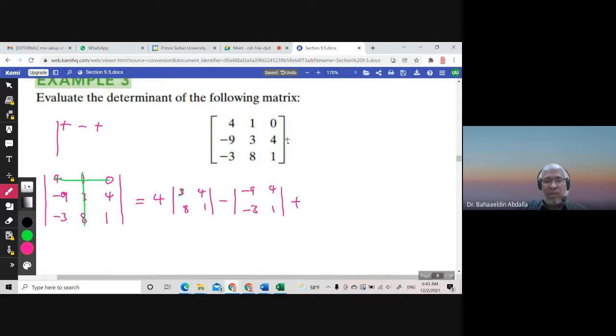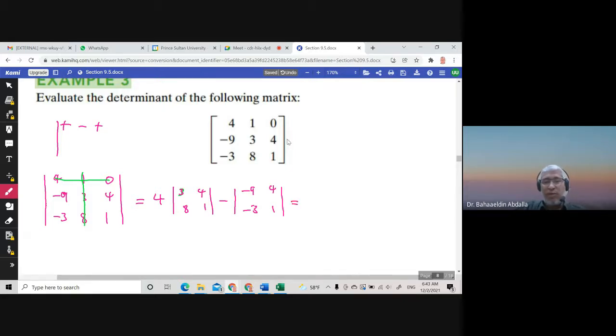Plus, the sign here is plus 0 times, but there is no need to continue because 0 times anything is 0. So I'm not going to write this one. So that's it. Instead of 3 determinants, I will have 2 determinants only.